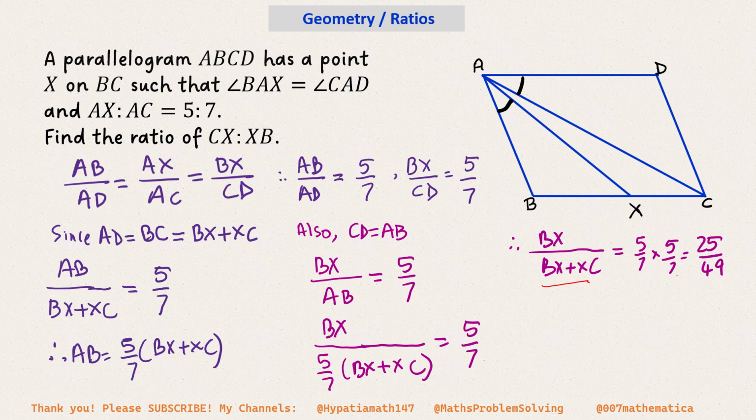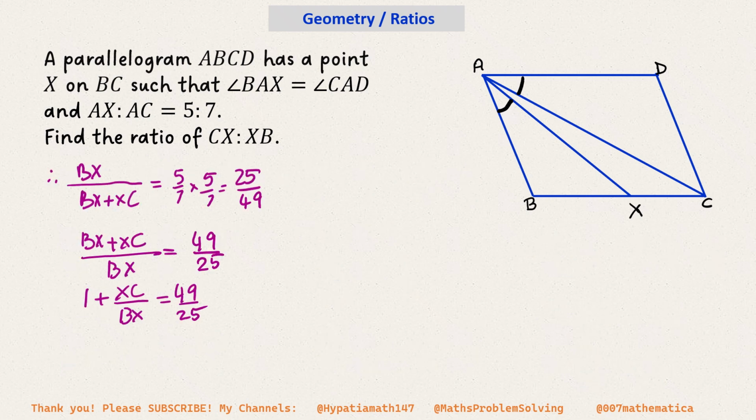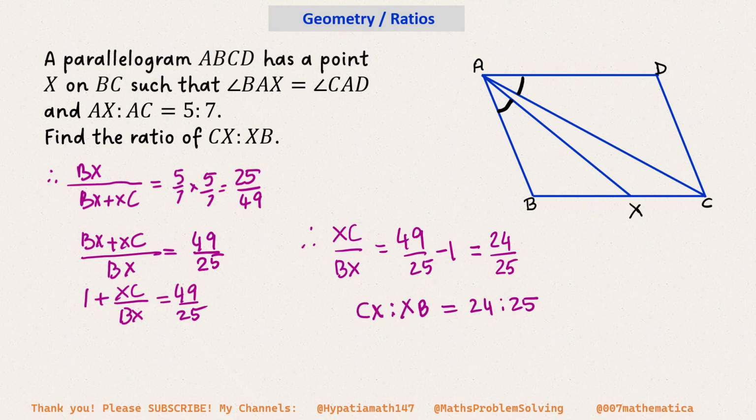Now we rearrange the terms a little bit and take the inverse. BX plus XC out of BX equals 49 out of 25. If you separate out BX out of BX plus XC out of BX, you get 1 plus XC out of BX equals 49 out of 25. Then we get XC out of BX is 24 out of 25, or you can write CX is to XB equals 24 out of 25, and this is the answer.